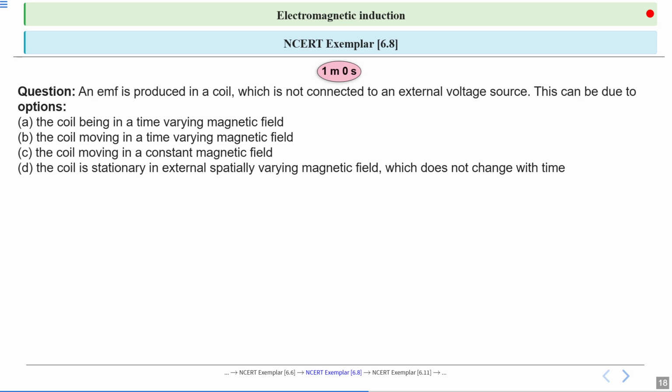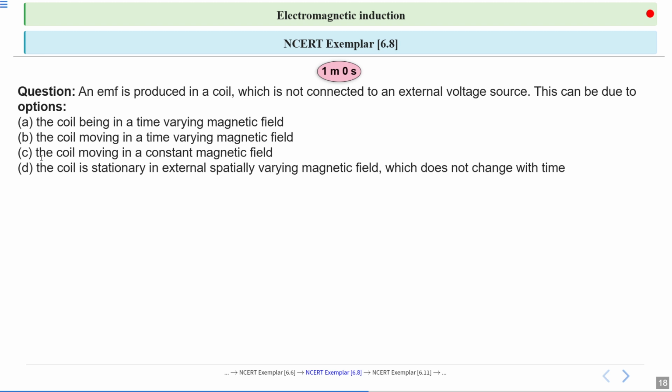So next question, NCERT Exemplar 6.8. An EMF is produced in a coil which is not connected to an external voltage source. This can be due to the coil being in a time varying magnetic field, the coil moving in a time varying magnetic field, the coil moving in a constant magnetic field, or the coil being stationary in an external spatially varying magnetic field which does not change with time. So what are the conditions to induce the EMF in the coil?